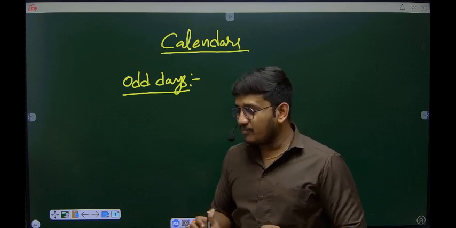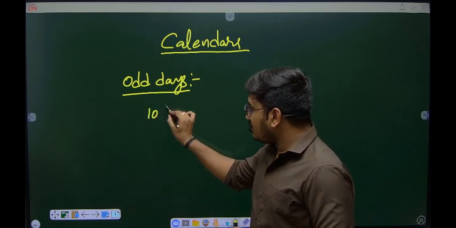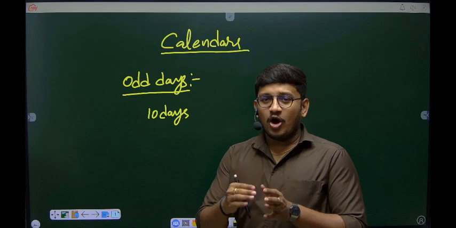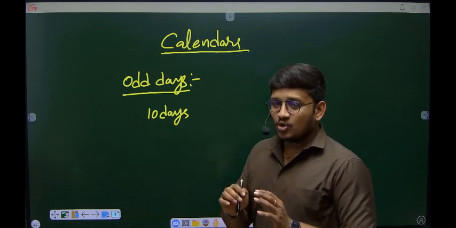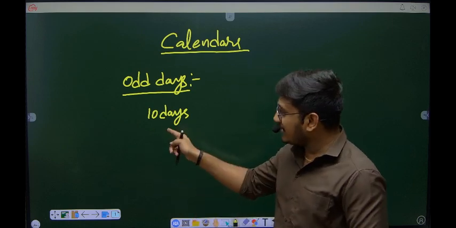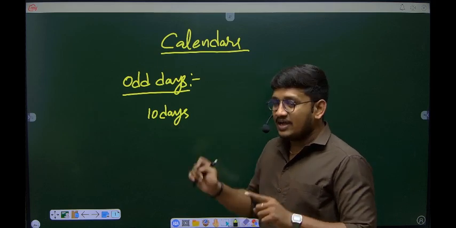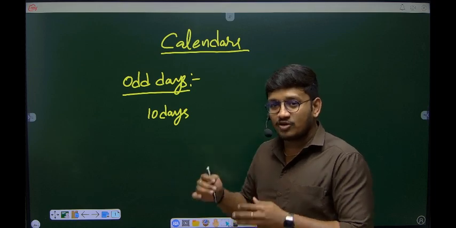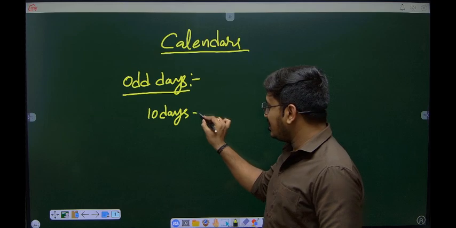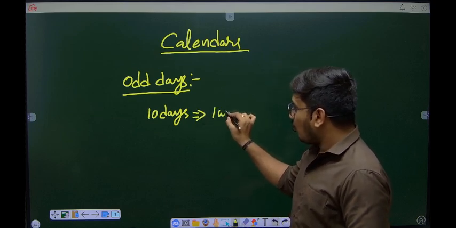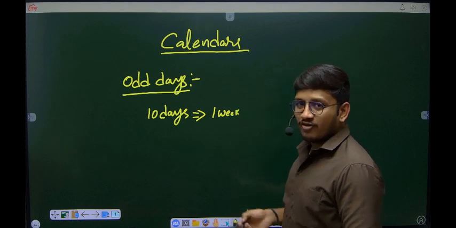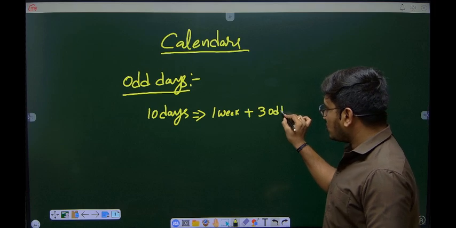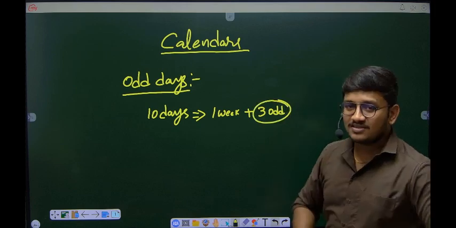Let me give you an example. Let's say I have 10 days. How many odd days are there in 10 days? How many weeks can I form from 10 days? I can completely form one week. And how many days are left out? 3 days are left out. So in 10 days, I can form 1 week plus 3 days. These 3 days we call odd days.